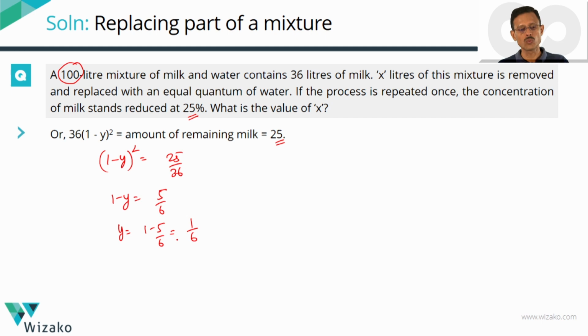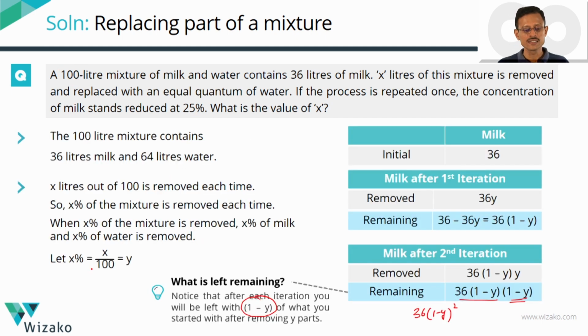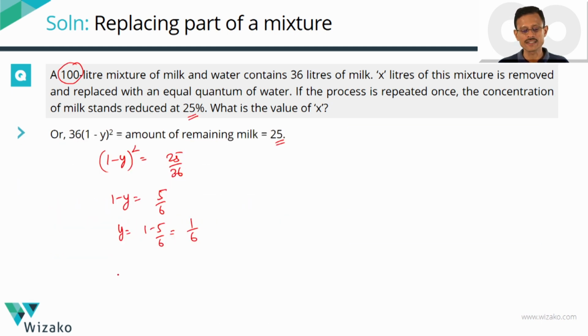I'll just go back one slide and let's see what is given. This y is nothing but x by 100. We found the value of y to be equal to 1 by 6. So let's say this is equal to x by 100 because y is equal to x by 100. What do we have to find out? We need to compute the value of x. So cross multiply and get the answer. X is equal to 100 by 6, which is nothing but 16.66 liters. So each time we have removed 16.66 liters of milk away from the mixture.